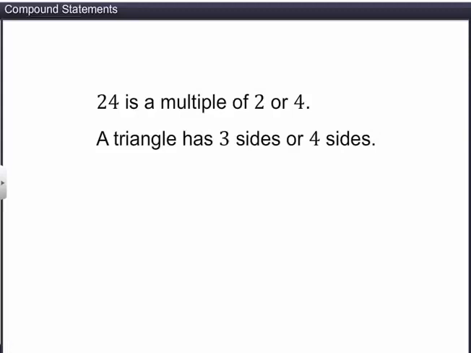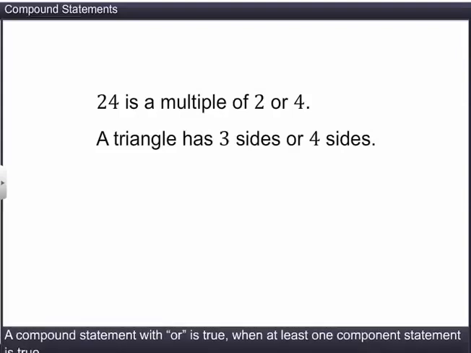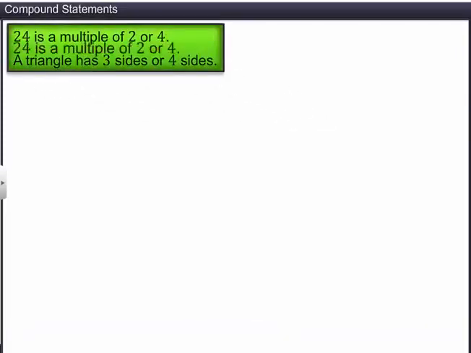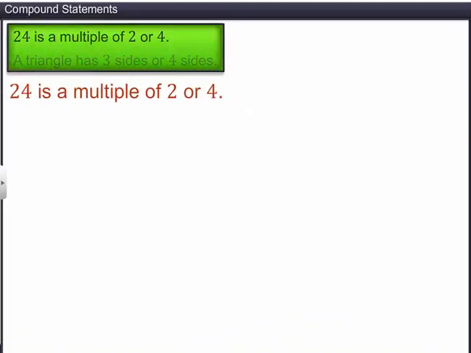Here are the rules that we will use to determine the truth value of compound statements with the connecting word or. A compound statement with or is true when at least one component statement is true. A compound statement with or is false when all its component statements are false. Let's begin with the first statement. 24 is a multiple of 2 or 4.